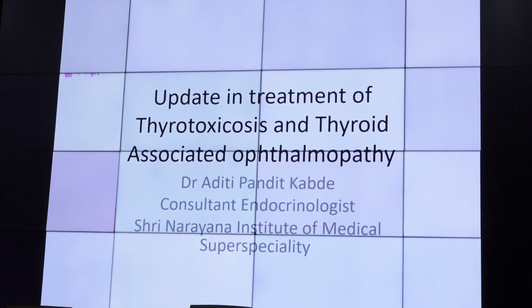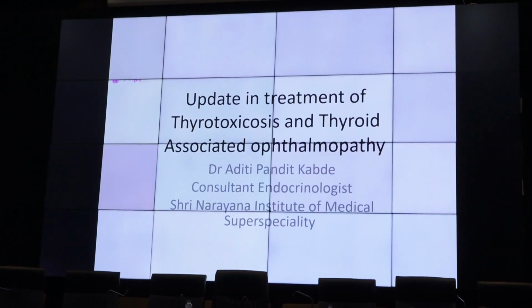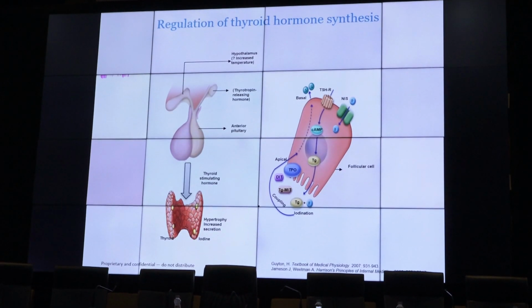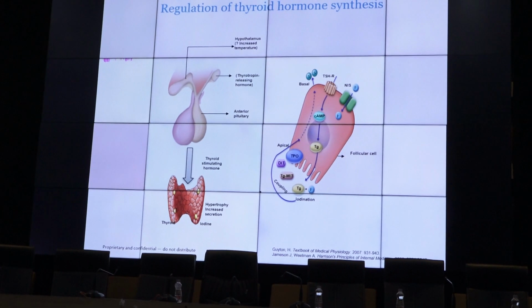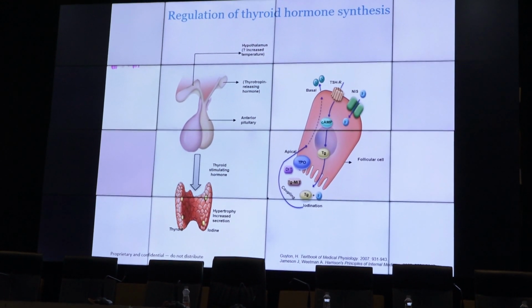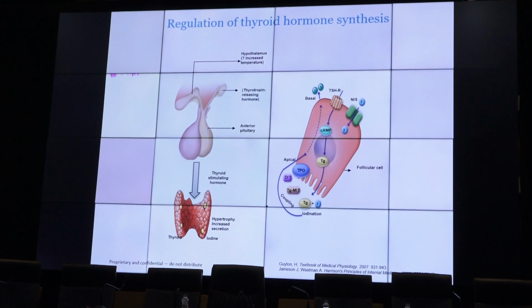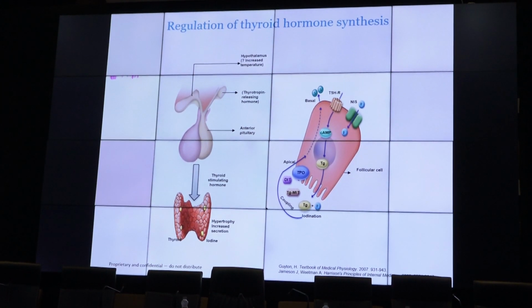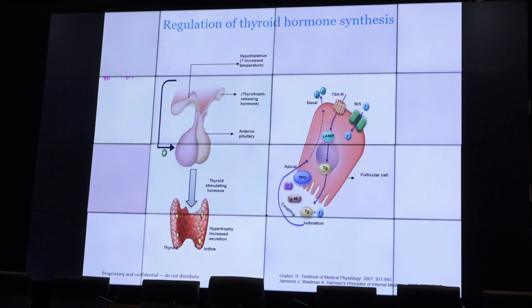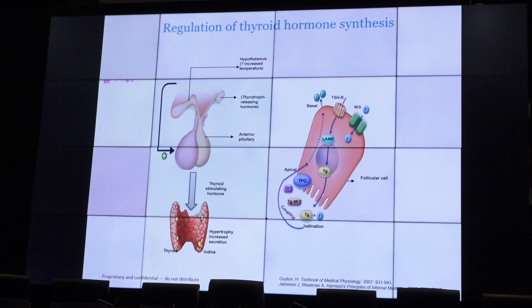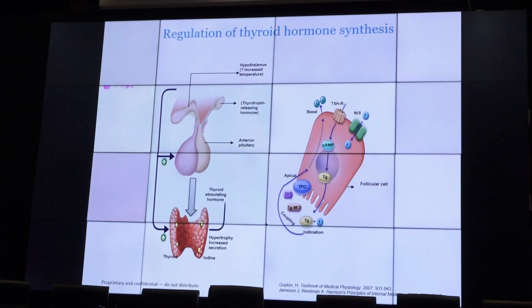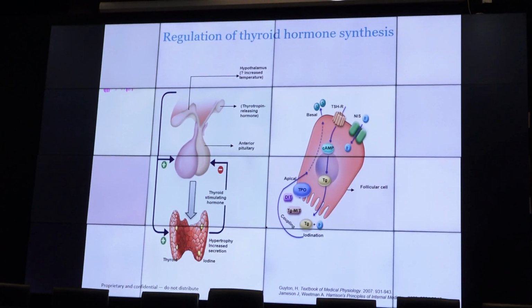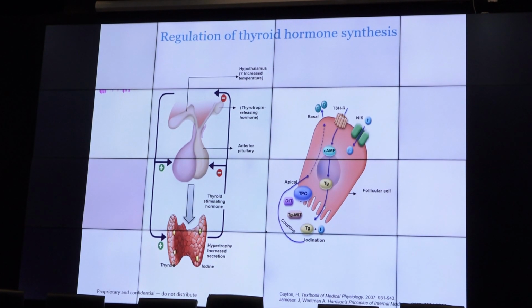I will be talking about an update in the treatment of thyrotoxicosis and a short overview of thyroid-associated ophthalmopathy. Before we talk about thyrotoxicosis and its management, we should know about thyroid physiology in general. First is the headmaster, the hypothalamus. Second comes the pituitary, and third the thyroid. TRH is released, which stimulates the pituitary to secrete TSH, which further stimulates the thyroid to secrete T3 and T4, which give negative feedback. If T3 and T4 are high, TSH will be low, and it will further suppress the hypothalamus.